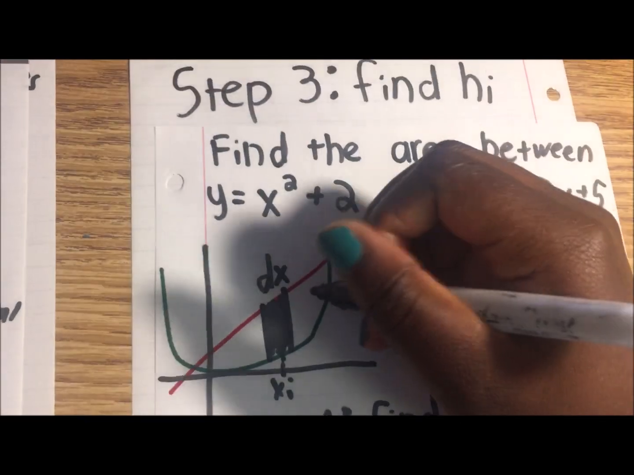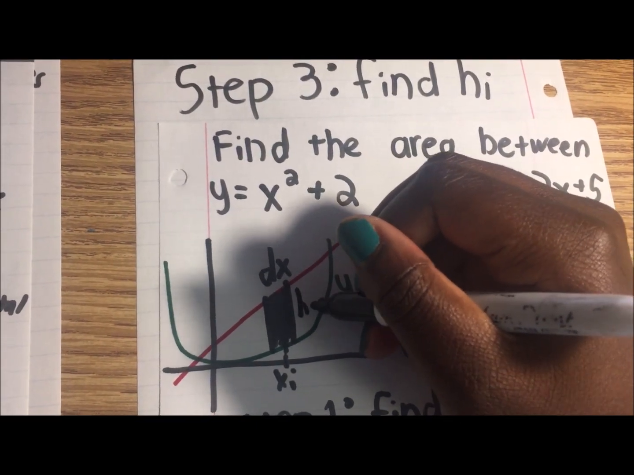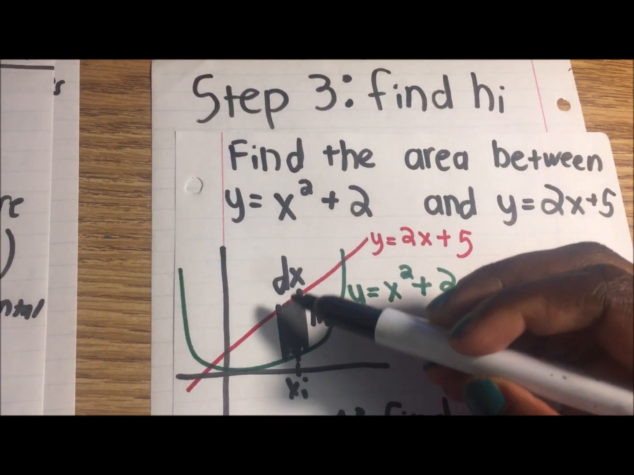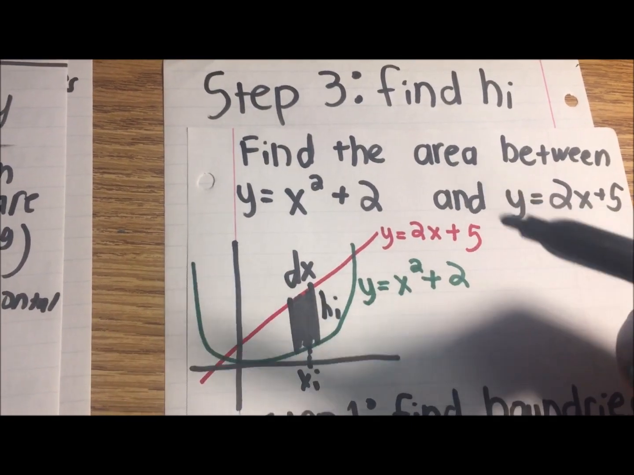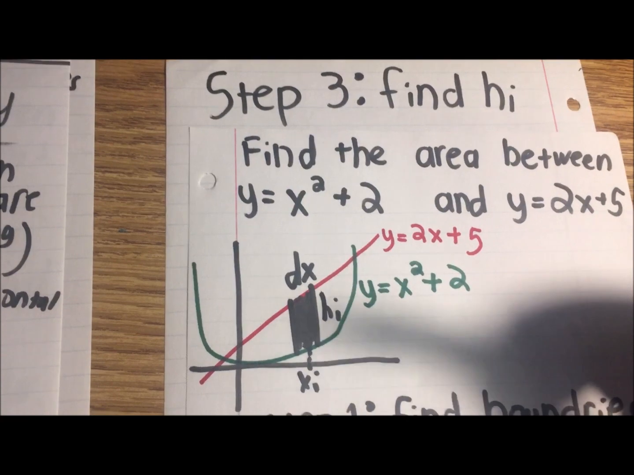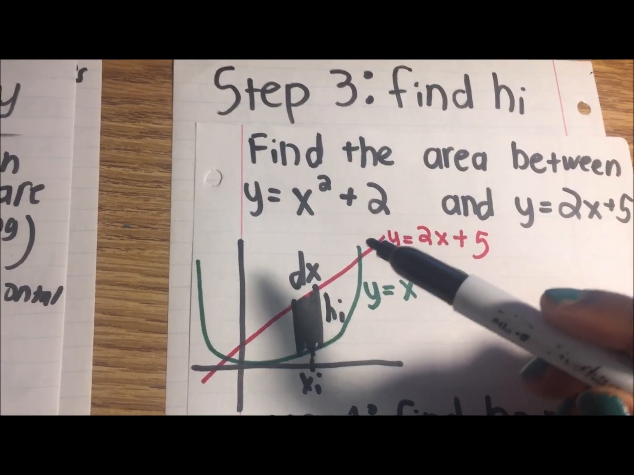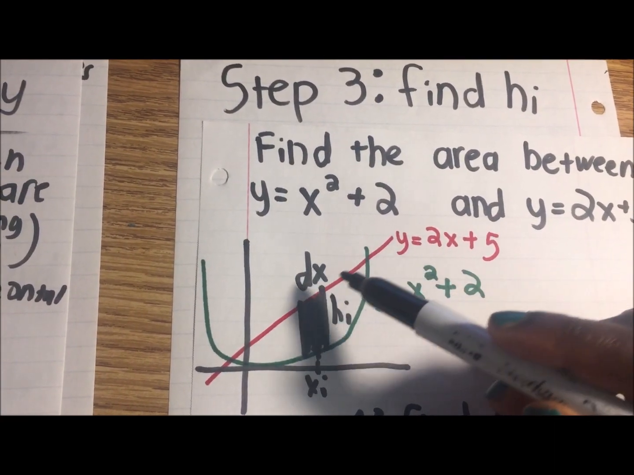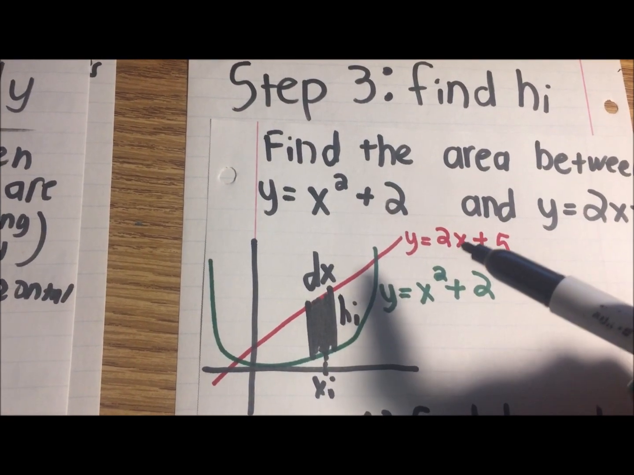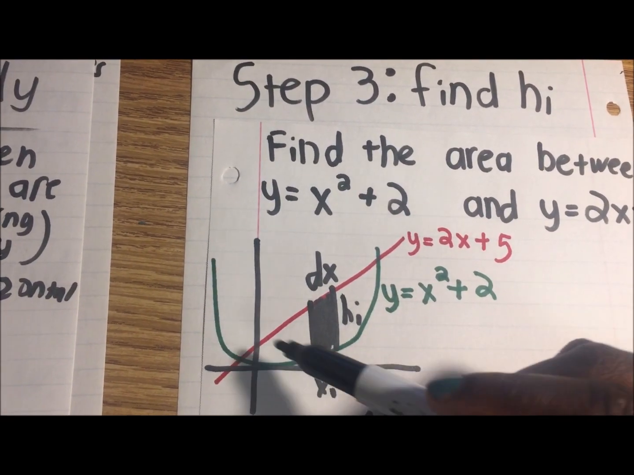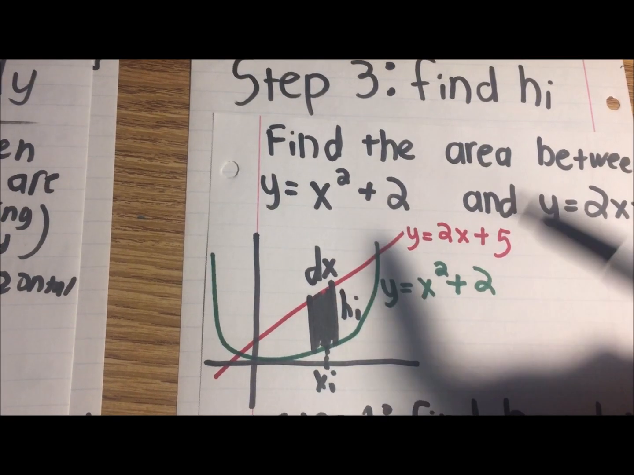Basically, I can draw HI here. HI is the height of this strip. Now, in order to find the HI, it's y top minus y bottom. Y top is the equation that touches the top of the strip, which is this. Y bottom is the equation that touches the bottom of the strip, which is this.